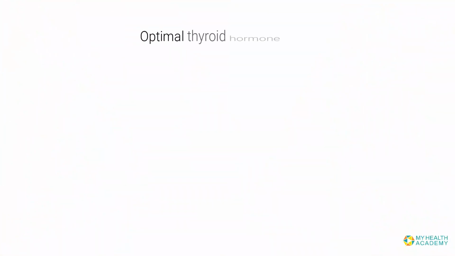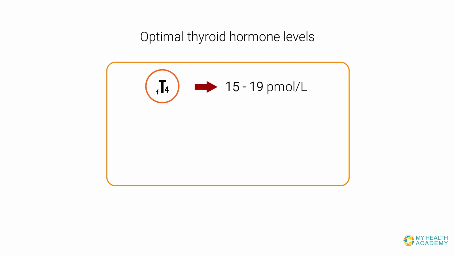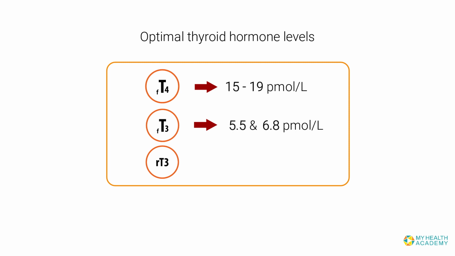Have a look at this table to identify if your thyroid hormone markers are sitting within the optimal range. The first marker we want to look at is free T4. We want to see this between 15 and 19. There needs to be enough free T4 to convert into free T3. The free T3 hormone is the important hormone as it's the active one, so we want to see this level sitting between 5.5 and 6.8. Next, let's look at the reverse T3 level. This should be between 170 and 350.